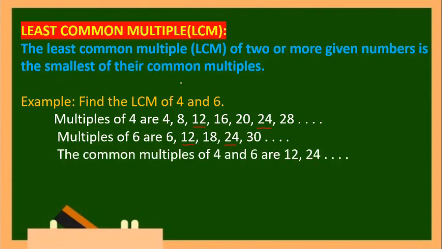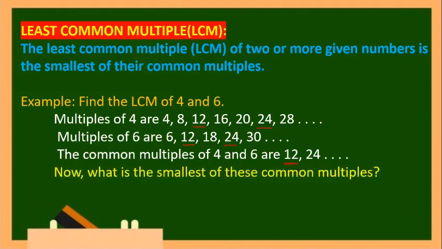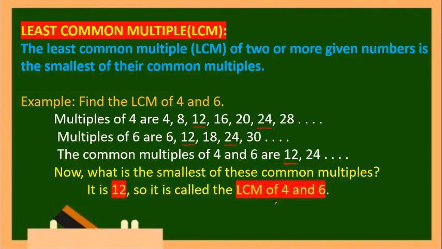Now what we need to do? Take the smallest of their common multiples. What is the smallest number here? Yes, 12. So 12 is the LCM of 4 and 6. So this way we should find LCM. Understood everyone?